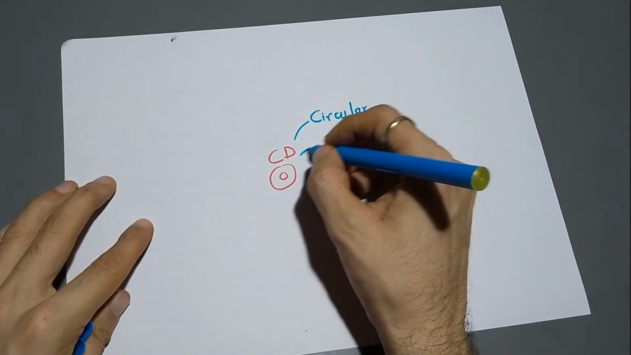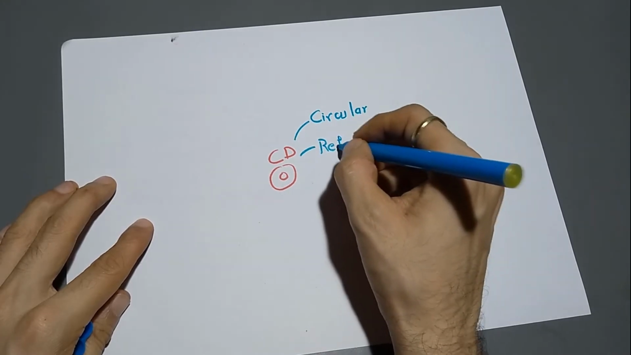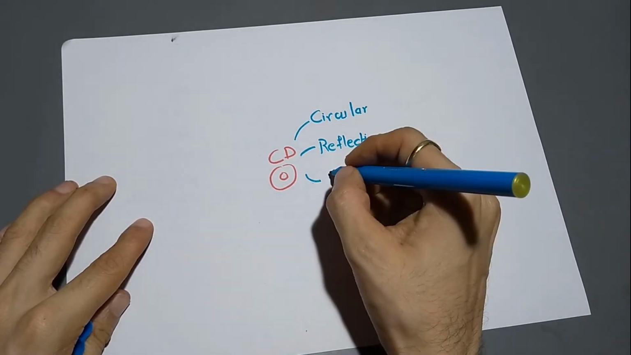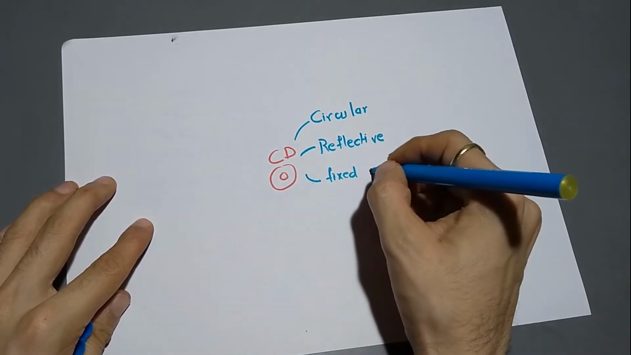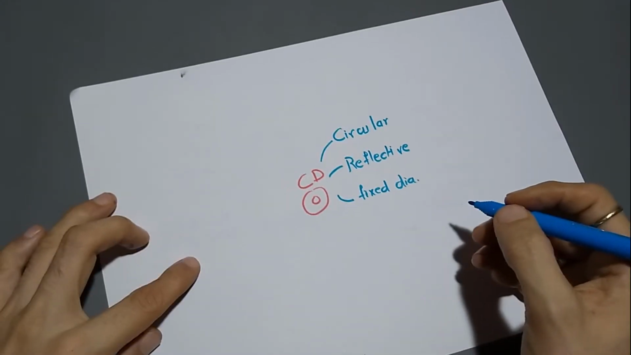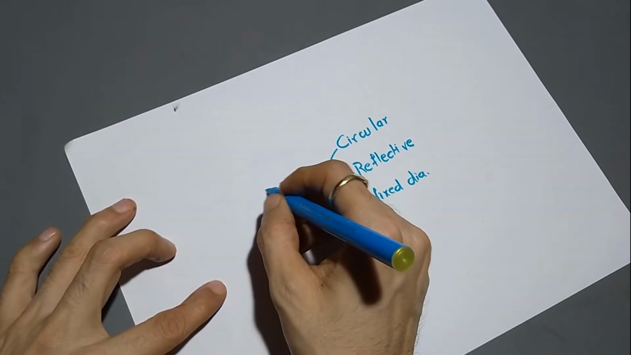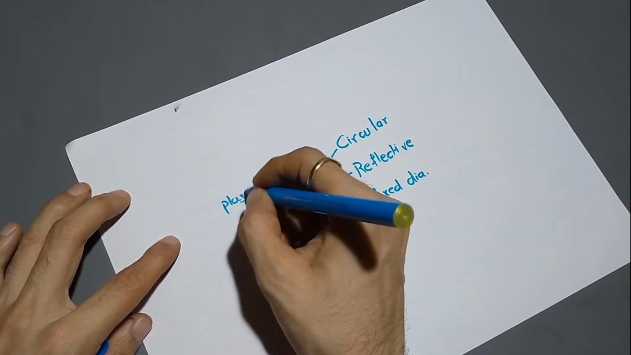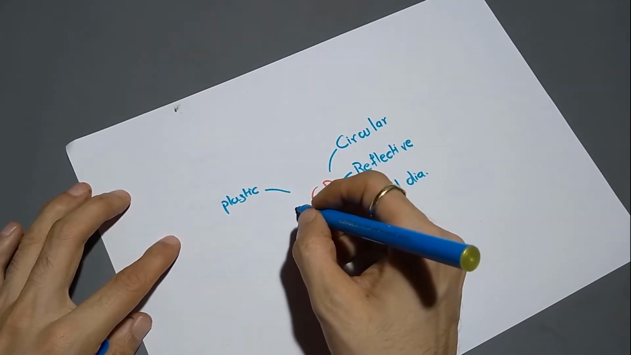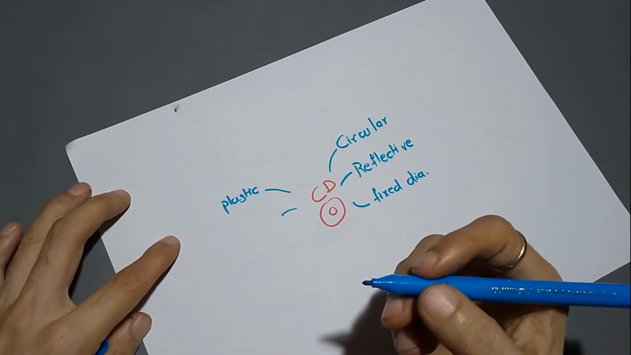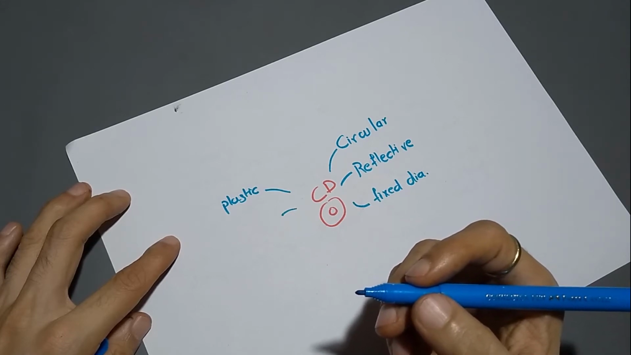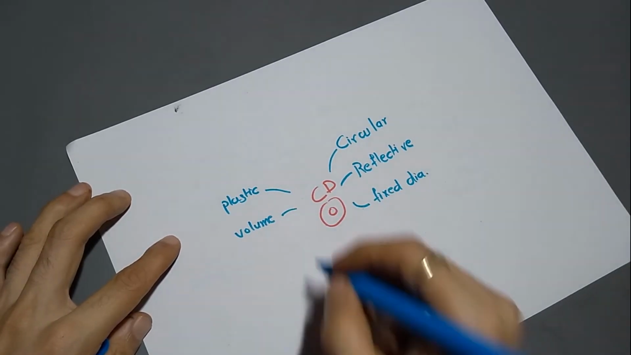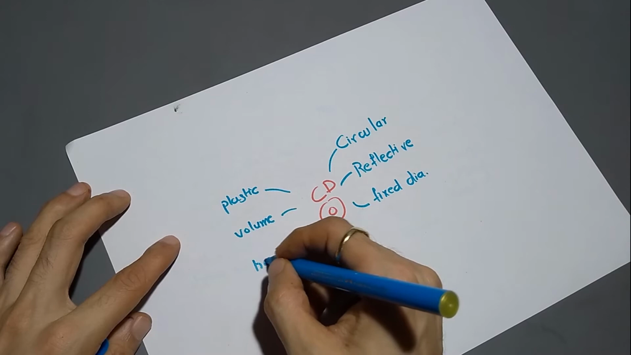The next one that comes to your mind is that it is reflective. The third one could be that it has got a fixed diameter. And you can even list other properties such as a compact disc typically is made up of plastic. Then you can further say that a compact disc has a fixed volume. You can even remember that it has got a hole in the center and so on.